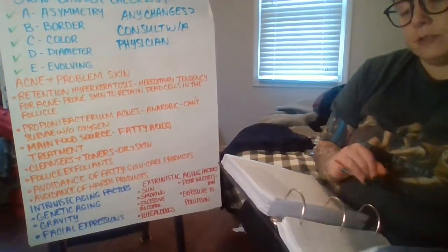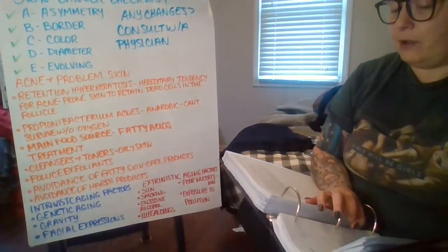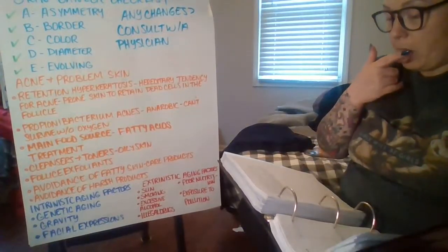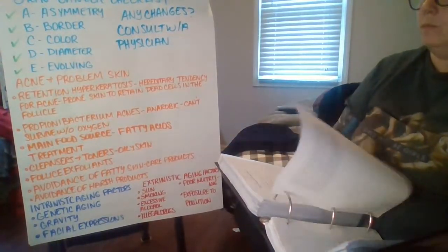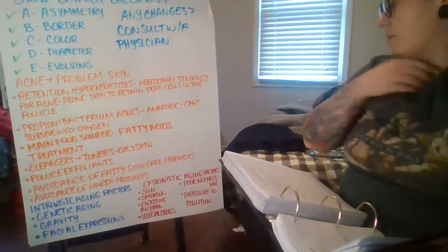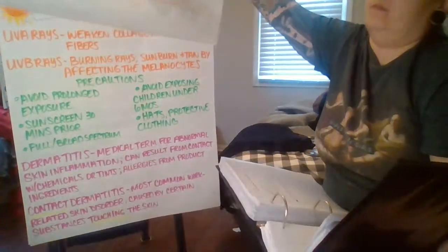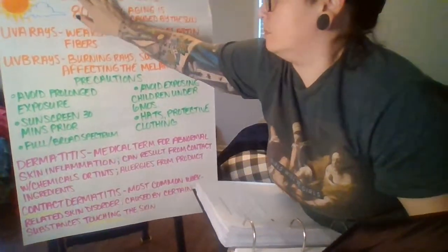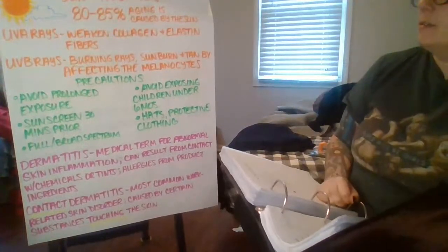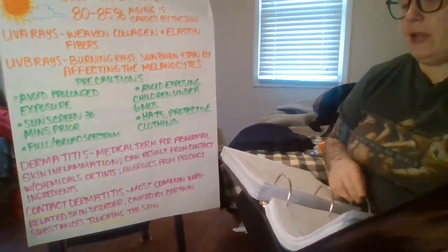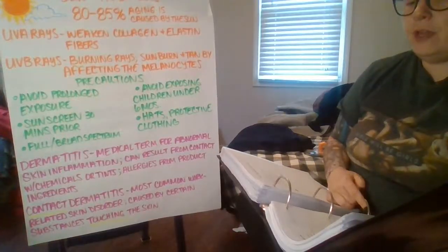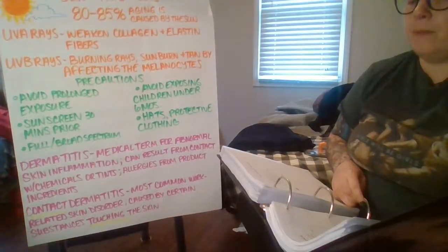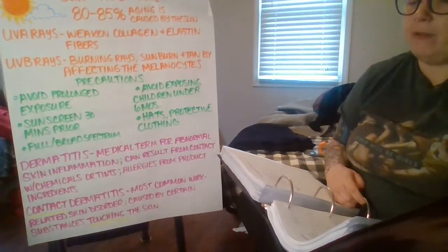Extrinsic aging factors: sun exposure, smoking, excessive alcohol, illegal drugs, cumulative stress, poor nutrition, and exposure to pollution. The sun and its effects. So 80 to 85% of aging is caused by the sun's rays. UVAs weaken the collagen and elastin fibers, and the UVB rays are also known as the burning rays that cause sunburn and tanning by affecting the melanocytes.